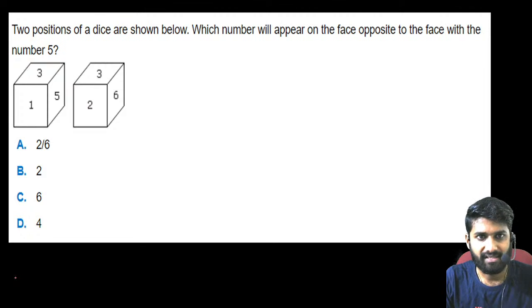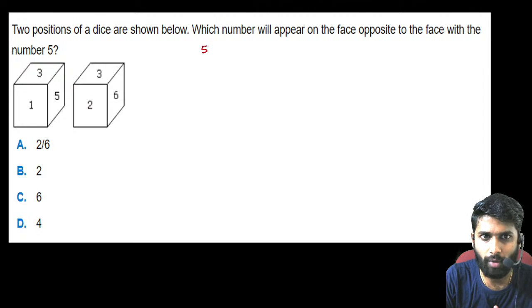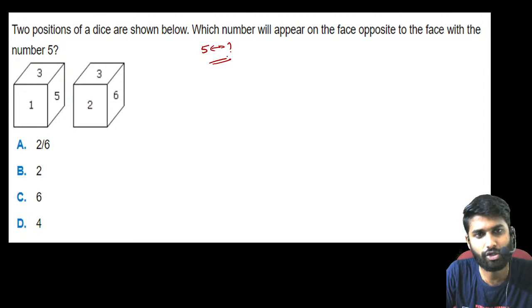The two positions of a dice are shown below. What is the number that will appear on the face opposite to that? That means we need to identify the opposite number of 5. That is question number 1.